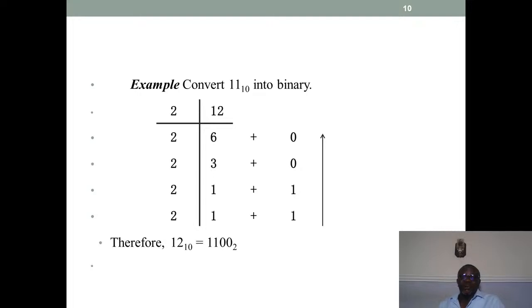So you look at the remainders and go in upward direction. It becomes that 12 in base 10 will be equal to 1100 in base 2. Sorry, this bit should be 0. This bit should be 0.